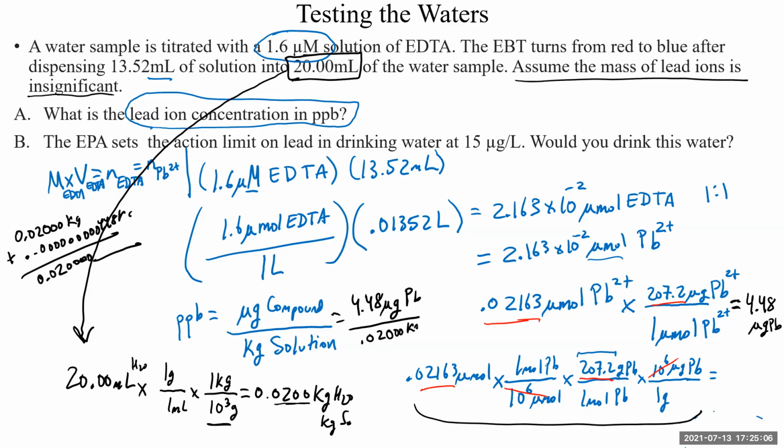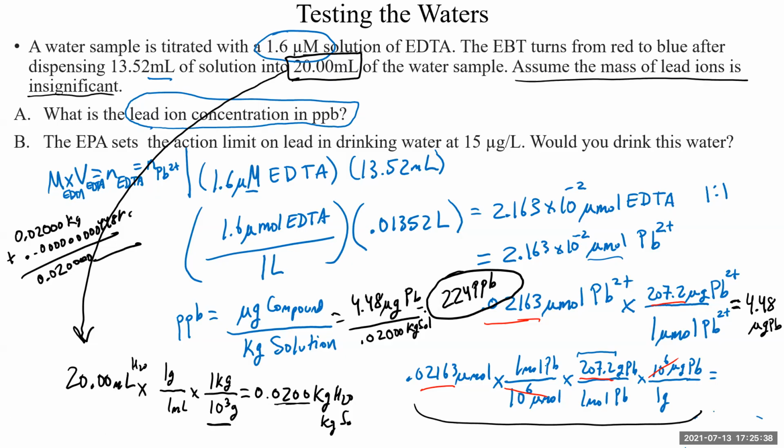So 0.020000 kilograms of solution. So micrograms divided by kilograms. In other words, 10 to the minus 6 divided by 10 to the third is 10 to the minus 9. That's by definition part per billion. So we end up with 4.48 divided by 0.02, 224 parts per billion. I don't know about you, but that sounds like a lot. In fact, that's 2.24 parts per million.